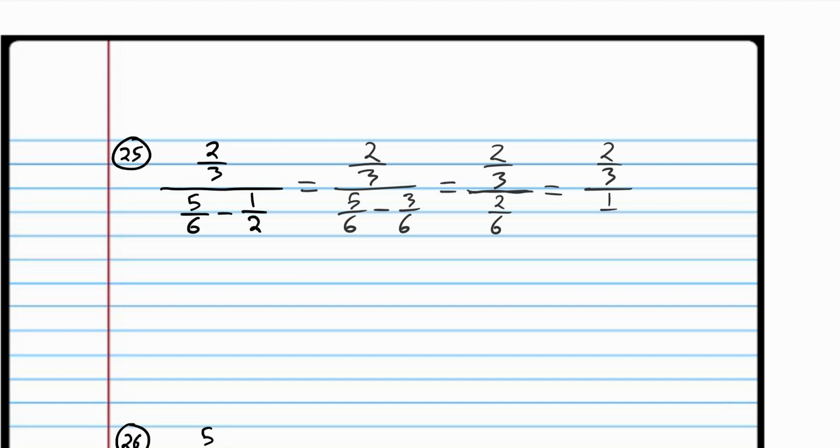And that reduces to 1/3, because we're dividing both sides of that fraction by 2, using the fundamental principle of fractions. So now we have 2/3 divided by 1/3, and we're going to flip, change the multiplication, and 2 times 3 is 6, and 3 times 1 is 3.